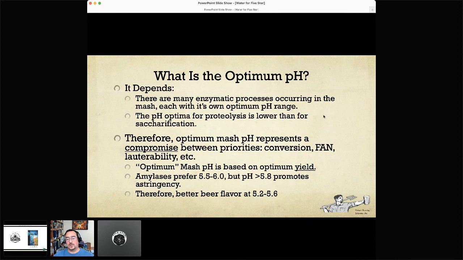The amylases generally prefer a pH between 5.5 and 6, but studies have shown, and it's documented in Malt and Brewing Science, that when the mash pH, or the wort pH, I should say, exceeds 5.8, this tends to promote astringency, the solubilization of tannins and silicates from the grain husks. So therefore, we tend to brew at a lower mash pH to generate a lower wort pH in the region of 5.2 to 5.6 and avoid this astringency.